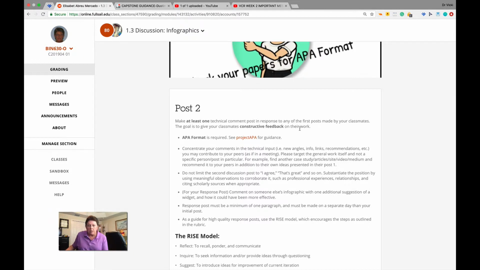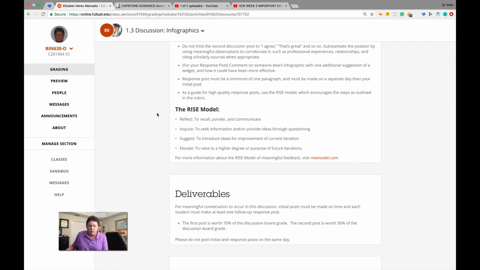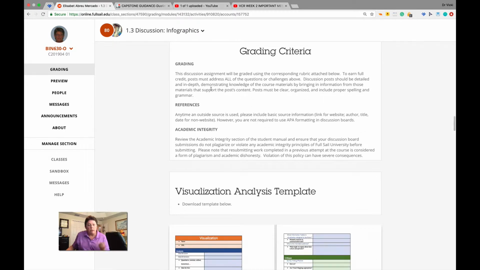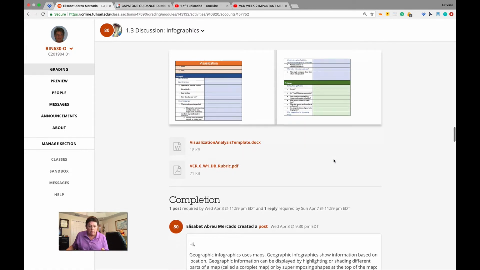Post 2, you were to make at least one technical comment to at least one of your classmates using the reflect method. Reflect, inquire, ask your classmates something about the assignment to make them think a little higher. Suggest ideas of improvement, not for their infographic, but for their analysis, for their posting. Elevate your classmates' performance or thought process to a higher level, not elevate the infographic. And you were to upload the written paper, the template, and you were to post in the discussion board. Now here was the template download and the rubric.